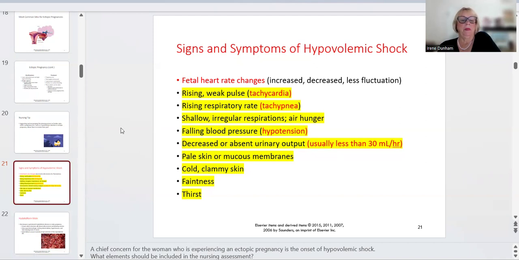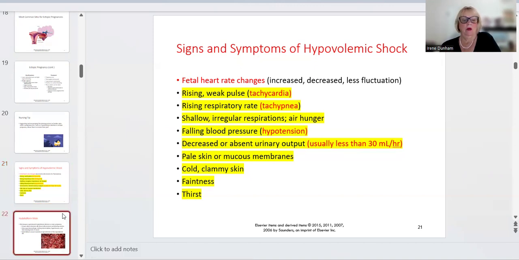Okay, so keep in mind, this goes for any patient that is having a hemorrhage. You have a gunshot wound, okay? They're going to bleed out on you, all right? So if they're stabbed, they're going to bleed out on you. These are patients that can go into hypovolemic shock really, really, really fast.